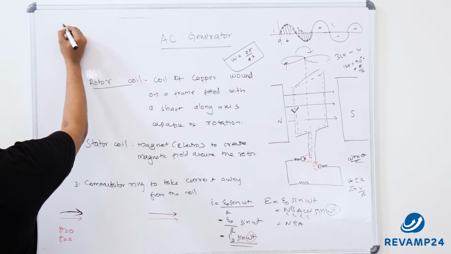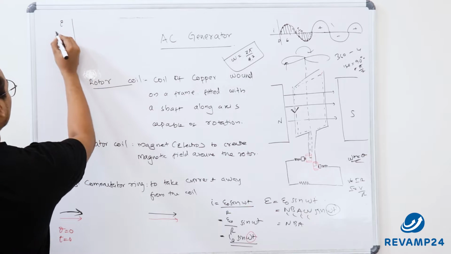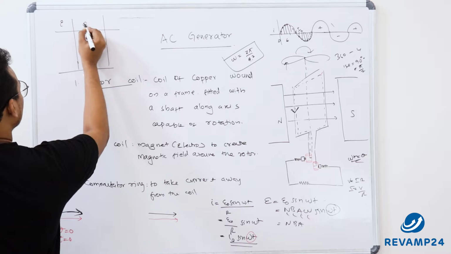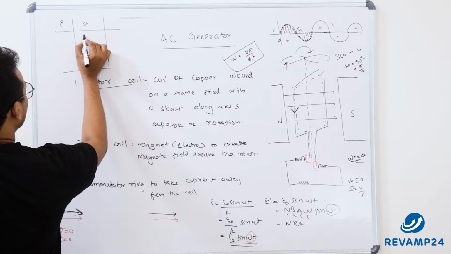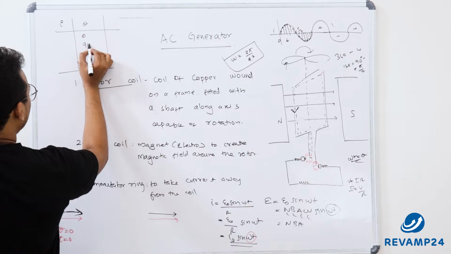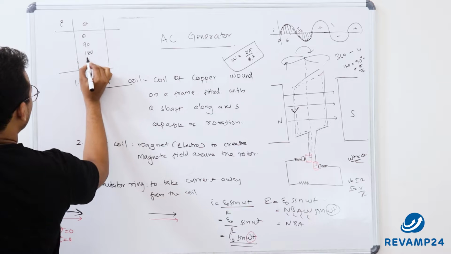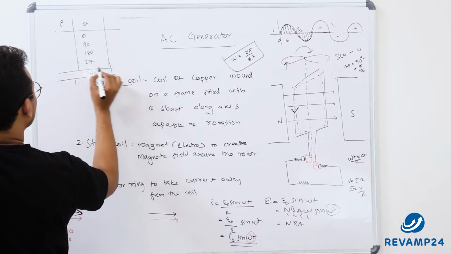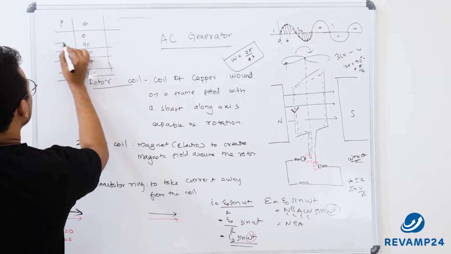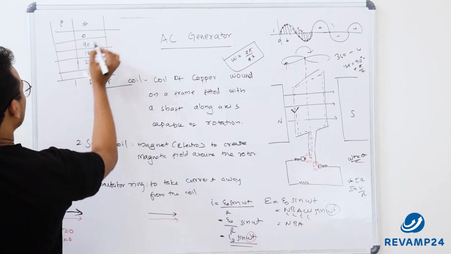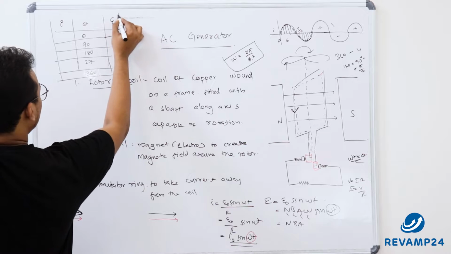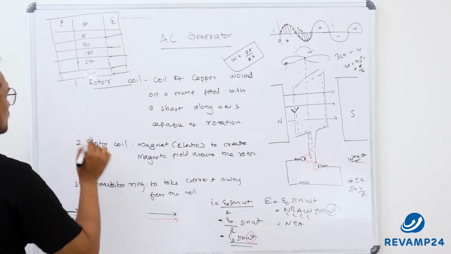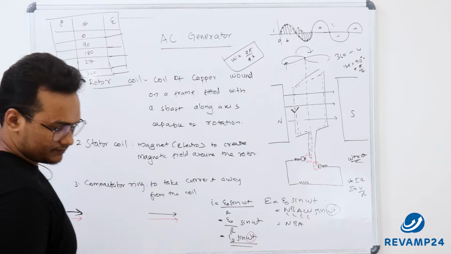So for different values of current, we are going to check for different values of angle. So theta, I am going to check for 0, 90, 180, 270 and 360. And I will also check the value of EMF. This is a very important table, okay?